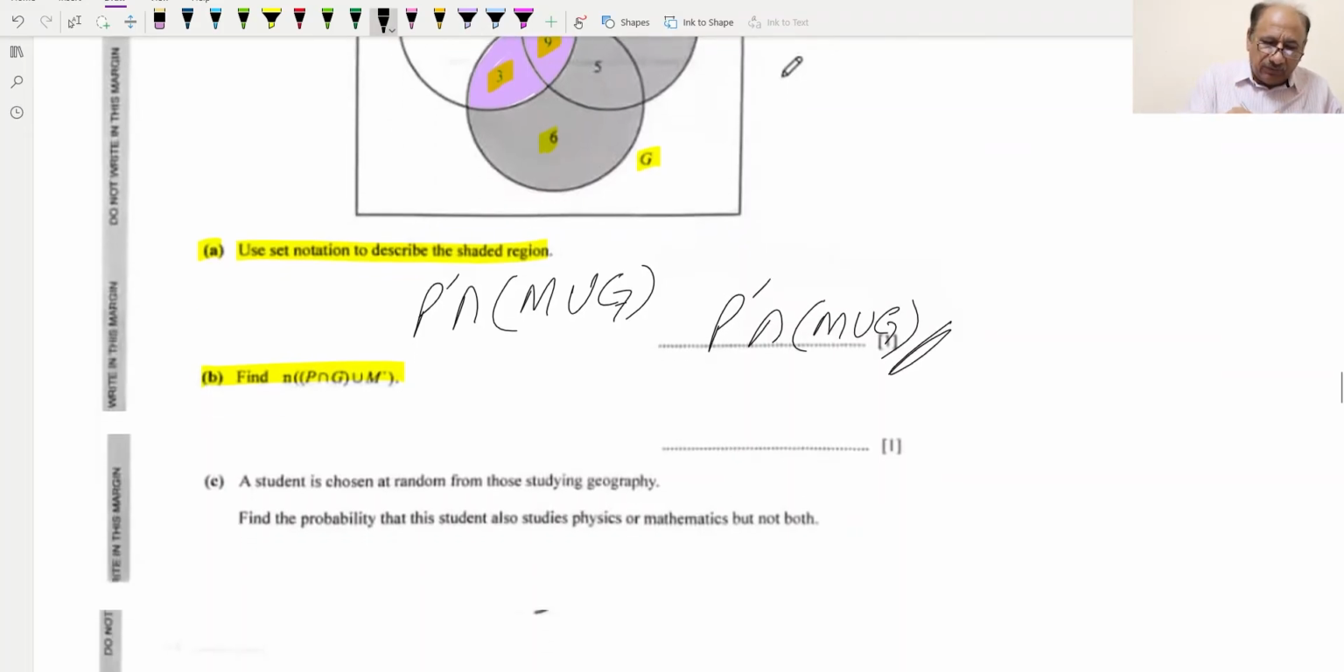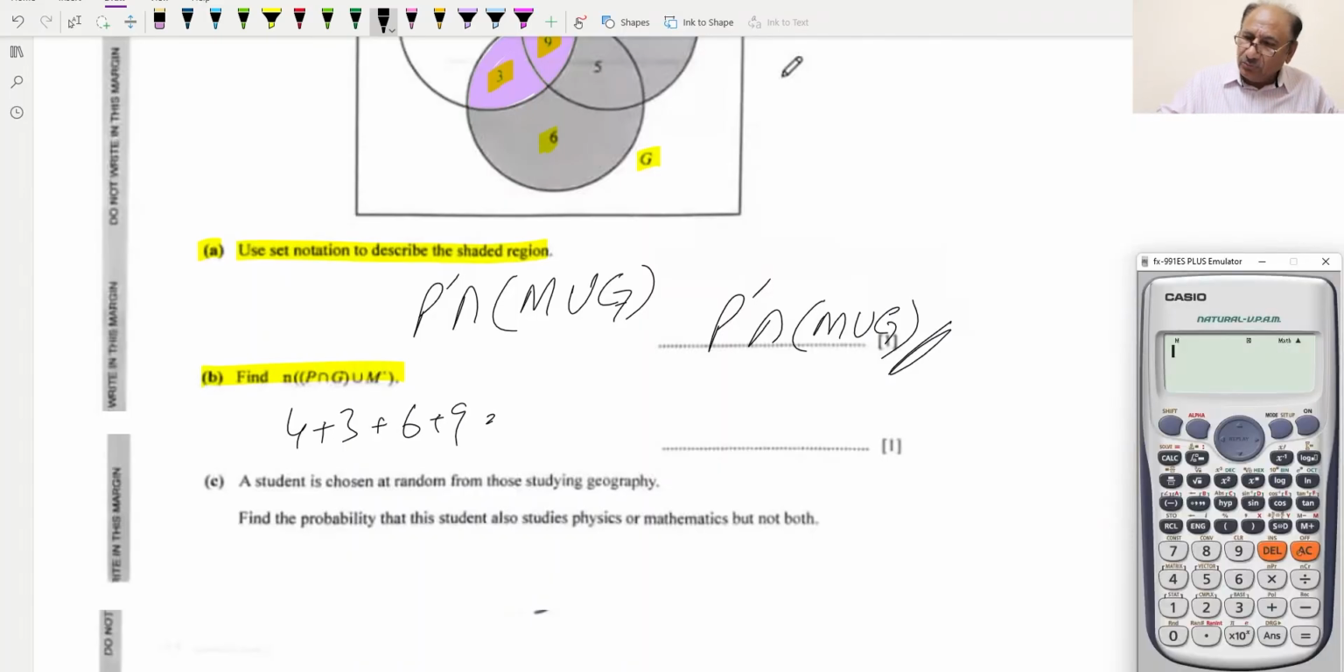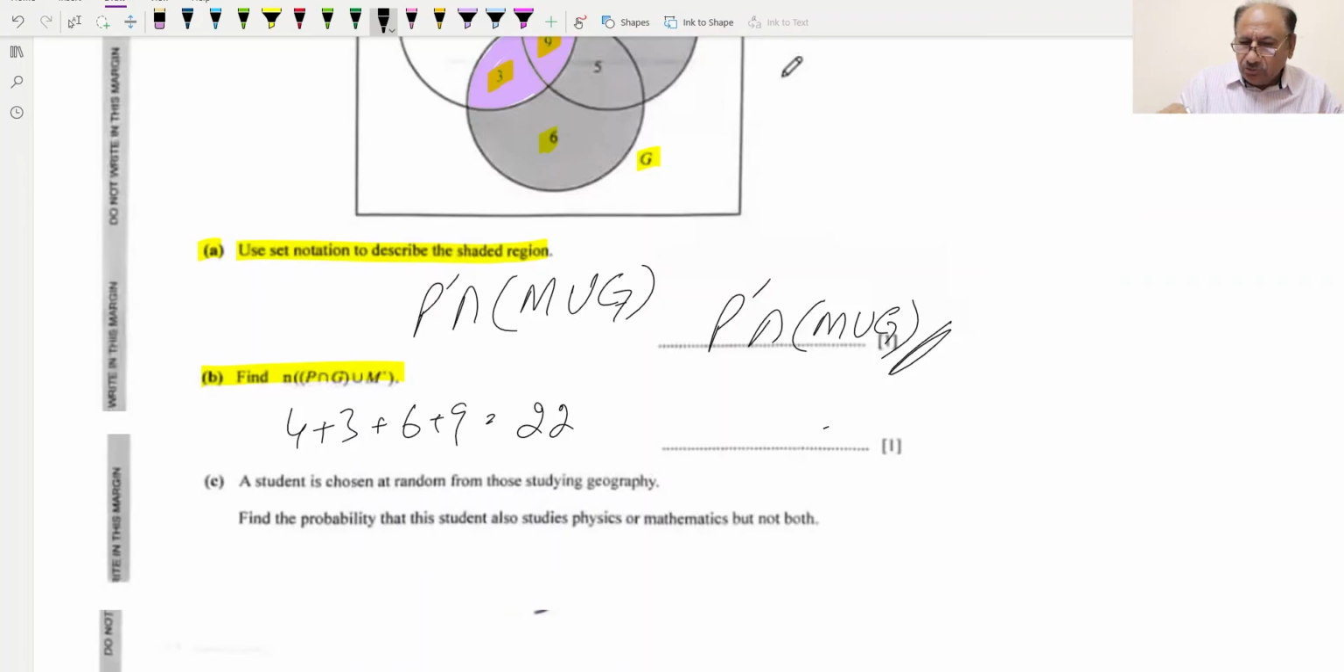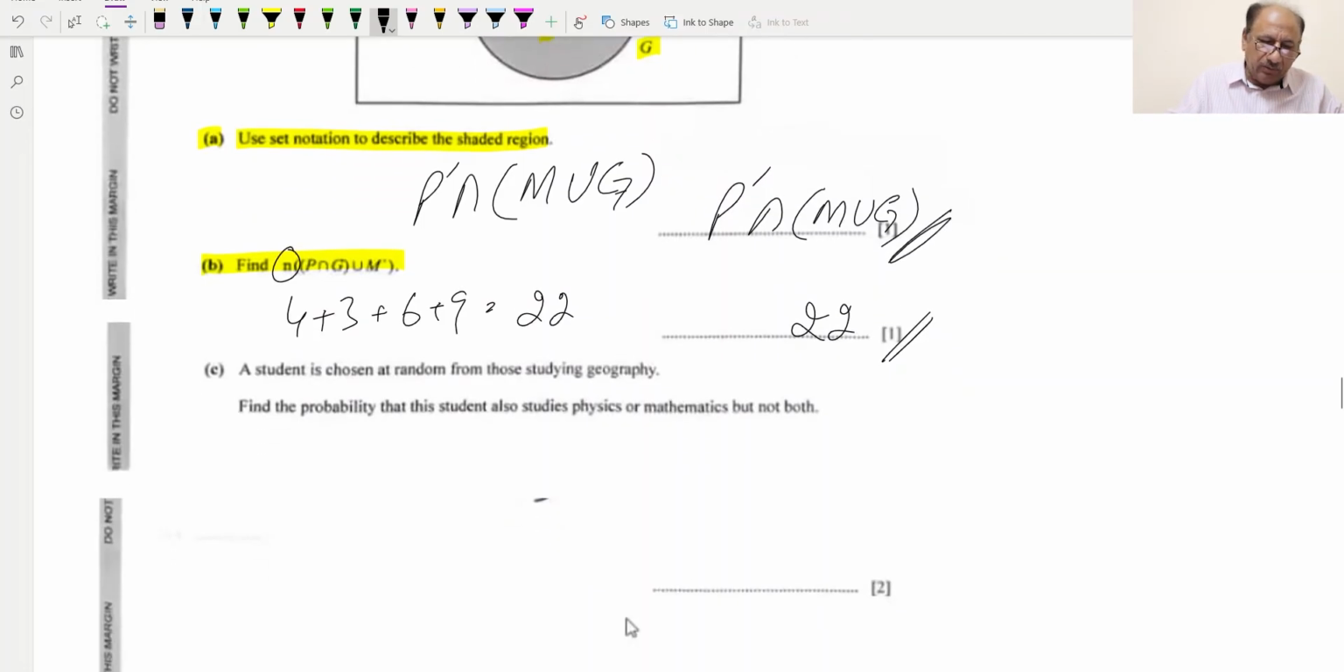So we can write 4 plus 3 plus 6 plus 9, and this will result in 4 plus 3 will be 7 plus 6 plus 9, and this will be equal to 22. So 22 will be the number. This n they are asking for the number, so we will add all these numbers.